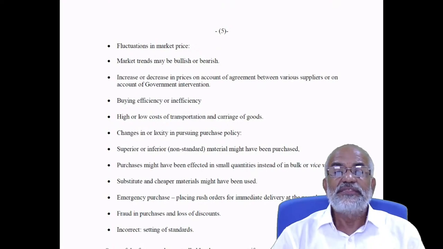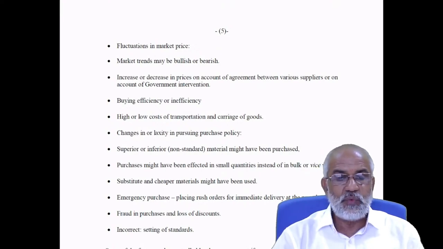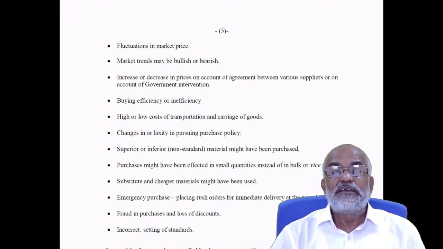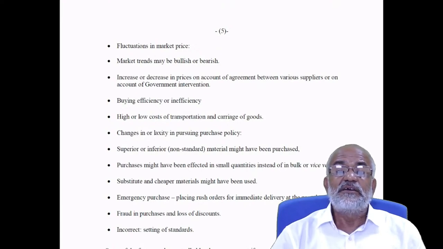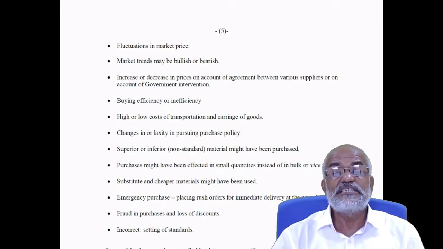Substitute and cheaper materials might have been used. When we put to use low grade quality of product as our materials, that means in order to reduce the cost, when such type of practices is being adopted, it will definitely result in direct material price variance. The next reason is emergency purchase.